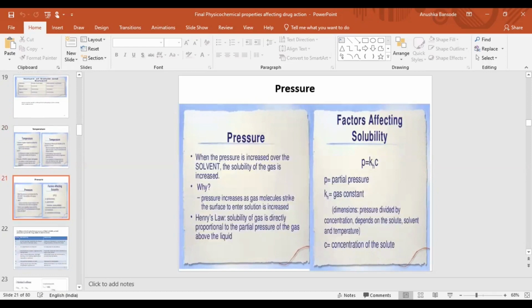Pressure: when pressure is increased over the solvent, the solubility of the gas is increased because pressure increases gas molecules. As we increase the pressure, the molecules strike the surface to enter into the solution. So it is governed by Henry's law. Solubility of a gas is directly proportional to the partial pressure of the gas above the liquid.